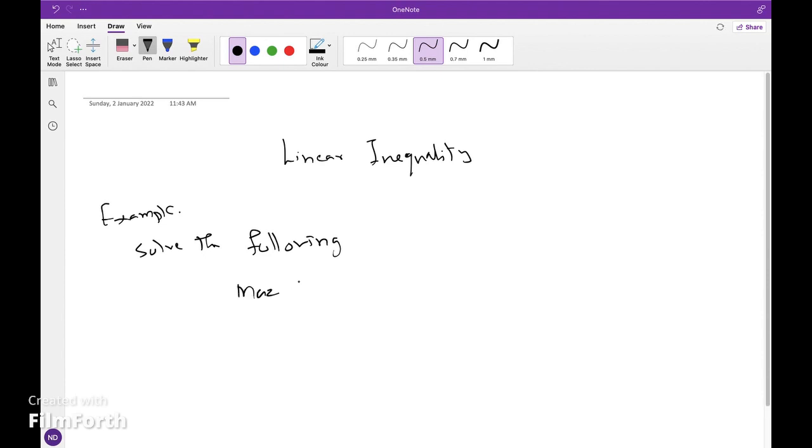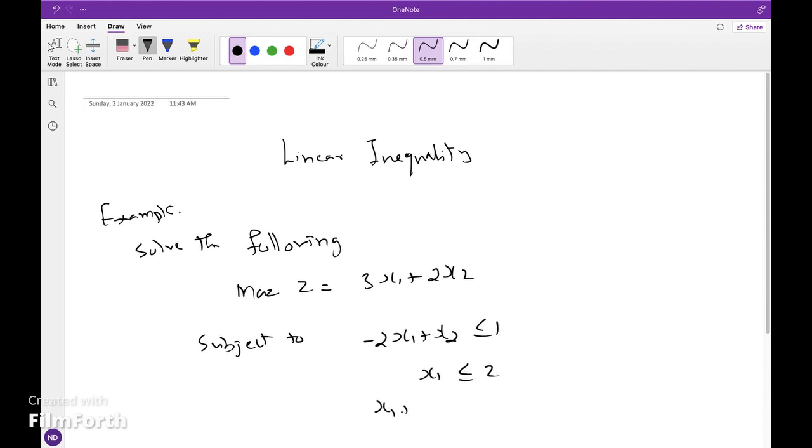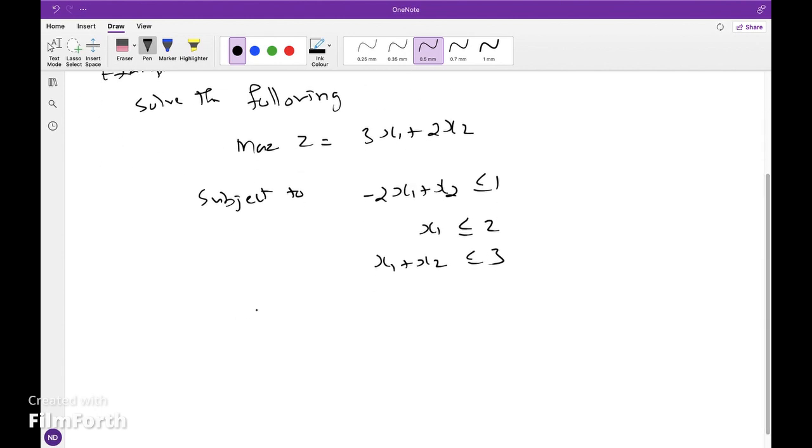Maximum z is set equal to 3x1 plus 2x2, subject to the constraints minus 2x1 plus x2 less than or equal to 1, x1 less than or equal to 2, x1 plus x2 less than or equal to 3, and x1, x2 greater than or equal to 0.